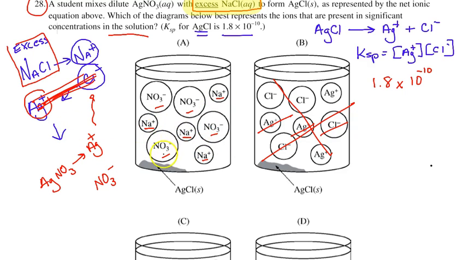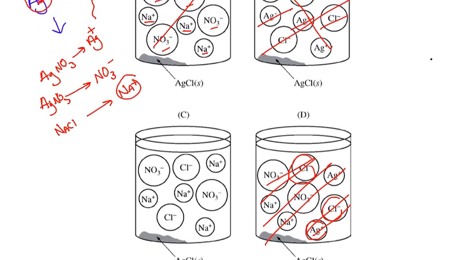So this would be what it would look like if I added just enough sodium chloride to precipitate out all of the silver ions. But I added excess, so there should be more Na's than nitrates. The nitrates, of course, come from the silver nitrate, and Na plus comes from the sodium chloride that I added. So it should be clear that this number has to be in bigger quantities, and it's equal. So I get rid of it, process of elimination. C has to be the answer.